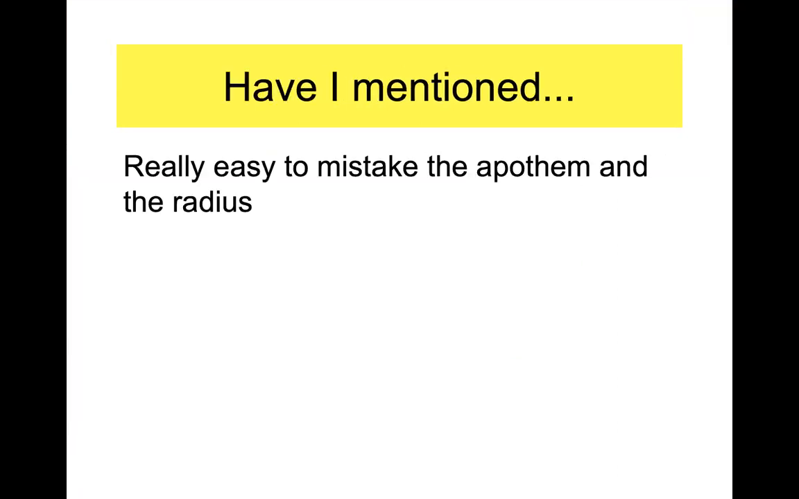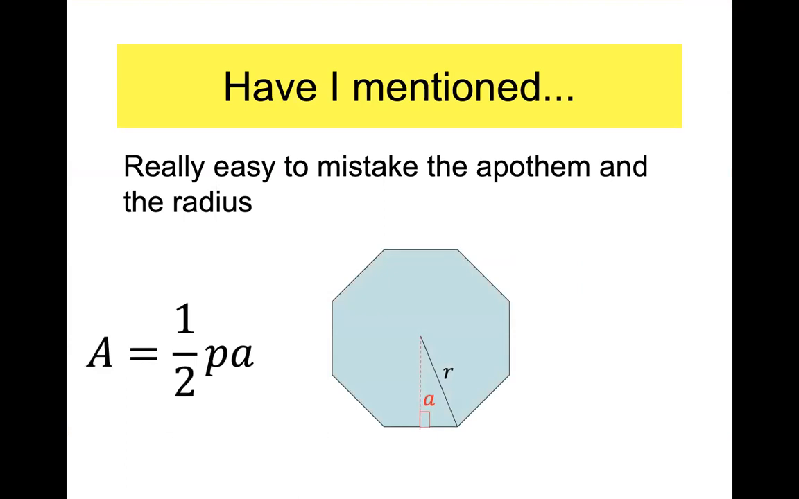Okay. Quick caution, it's really easy to mistake the apothem with the radius. You're like, well, how could I mistake that? Because the formula doesn't use the radius. True, but as you see in my examples, we're going to have to use the radius in order to find the apothem, typically. And so therefore, it's really easy to screw those two things up.